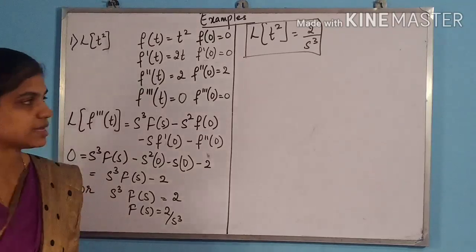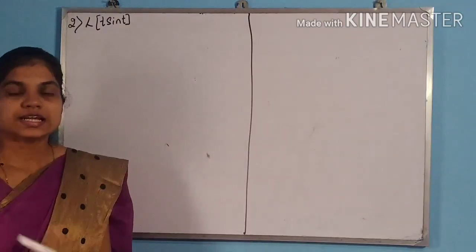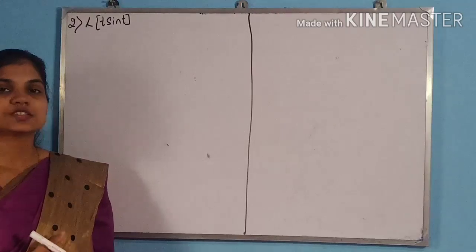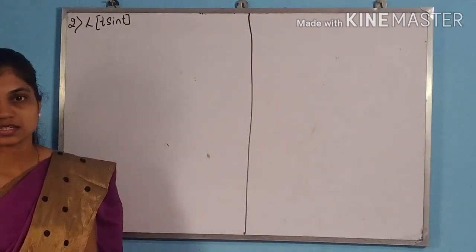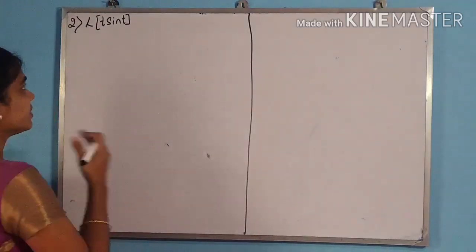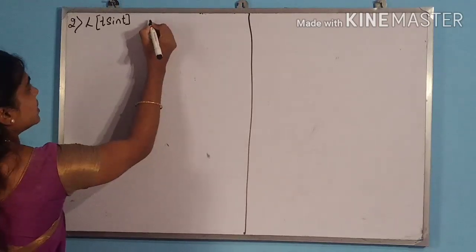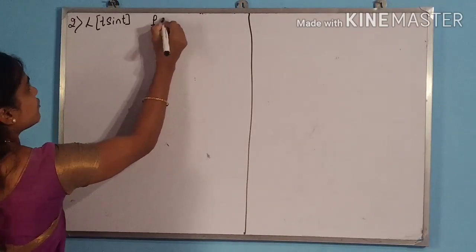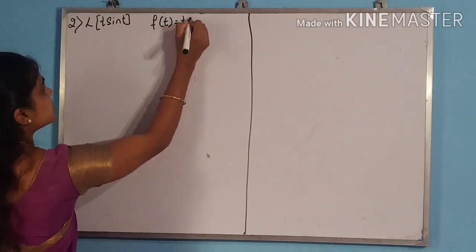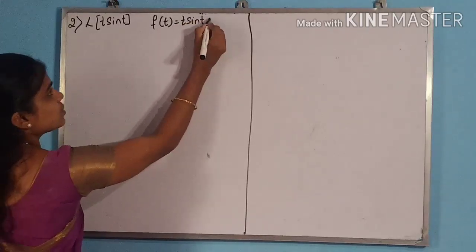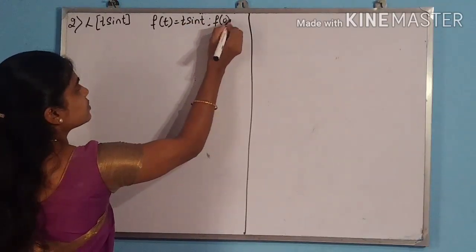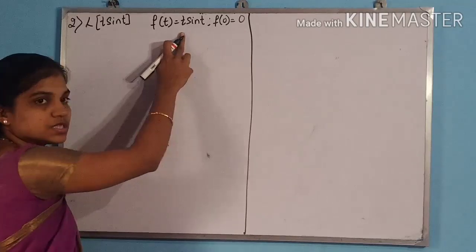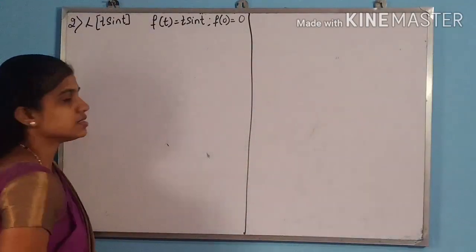Okay, the second example. The second example is Laplace transform of t sine t. So we are going to first write down what this is. We can say f of t is t sine t. So what is f of 0? It's going to be equal to 0, because t, 0 into anything is 0.